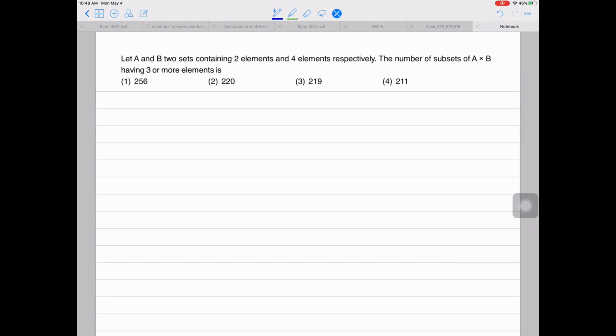So we know that the number of elements in A is 2, and the number of elements in B is 4. So the number of elements in A cross B is the number of elements in A times the number of elements in B, which is 2 times 4, which is 8. So we have 8 elements in A cross B. Now we need to find subsets that have 3 or more elements.